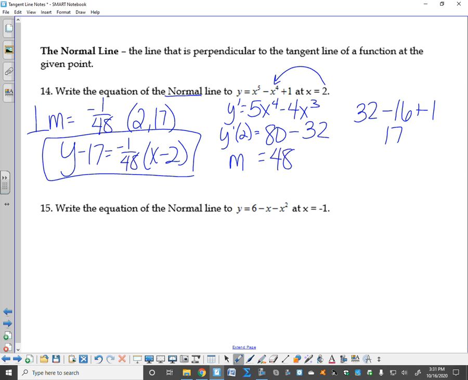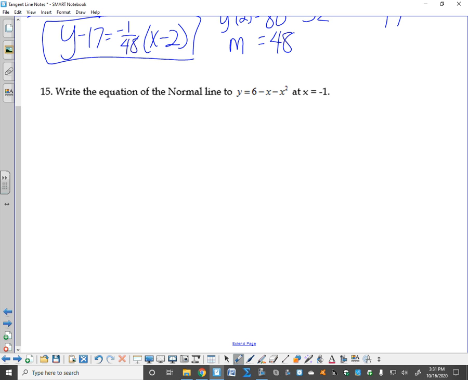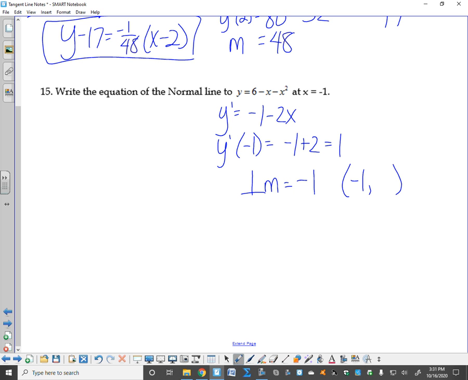So one more. Write the equation of the normal line. So first I'm going to find the slope of the tangent line. And I'm going to do that at -1. So I get 1. So then the perpendicular slope, change the sign and flip it, would be a -1. I'm at -1 comma something. I have to find the y value, so that would be 6 plus 1 minus 1, so 6. So then y minus 6 equals -1 times x plus 1.